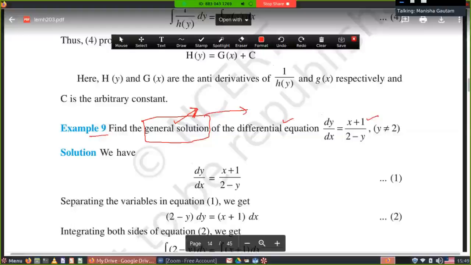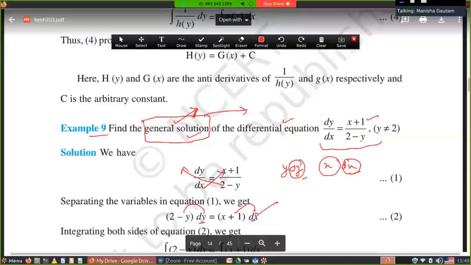Now here is the question for general solution. Let's do it by taking the variable separable method. In this method, you have to separate the variables. You will take the x variable with dx and the y variable with dy. Now (2 minus y) will go to the left hand side, and dx and (x plus 1) go to the right hand side. Here it is written like this, dy and dx. It means dy has the y variable and dx has the x variable.